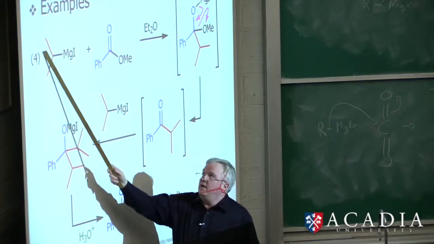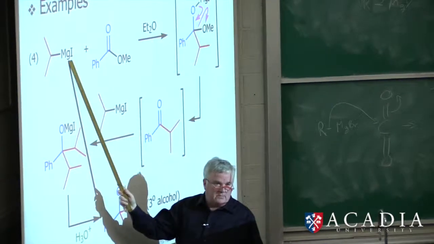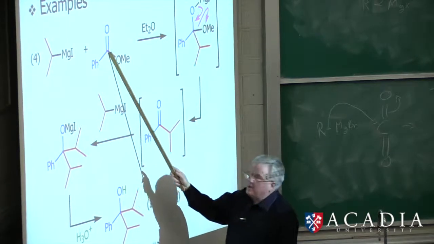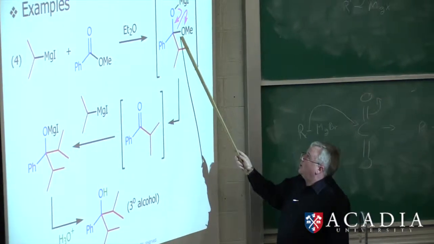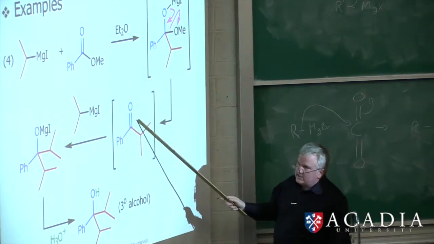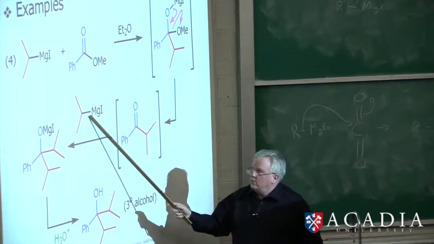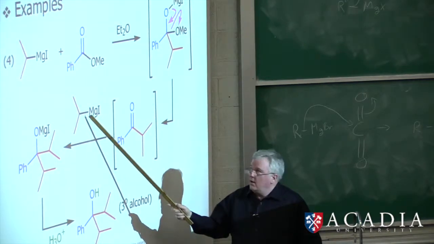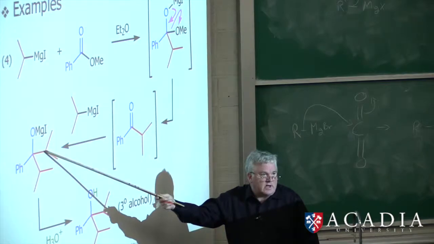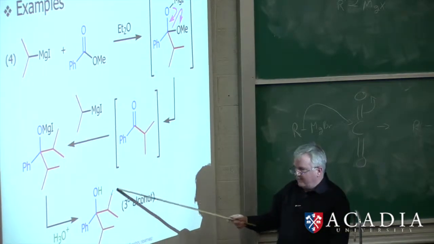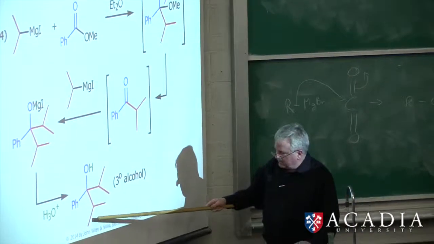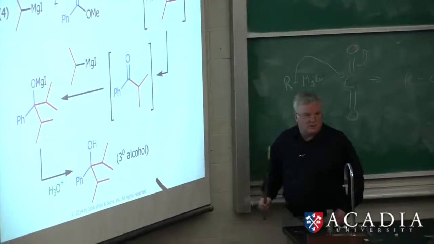So here we have an isopropyl magnesium iodide, and we can add the isopropyl group to the carbonyl carbon. We get this species which is reactive and forms a ketone, and the ketone now reacts with another molecule of the Grignard to form our alkoxide salt, which we then work up and form our tertiary alcohol. We've taken this portion of the molecule and we've added 2 isopropyl groups to it.